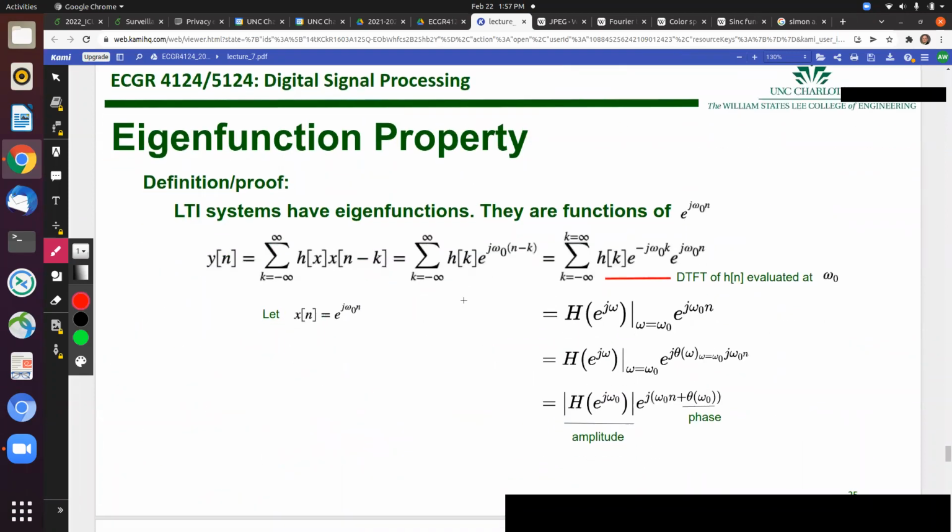All right, so here's the eigenfunction property revision 2. Again, we're talking about eigenfunctions, and we put an eigenfunction in. So if x of n is an eigenfunction, what is an eigenfunction? A complex exponential is an eigenfunction, or any linear combination of complex exponentials is also an eigenfunction.